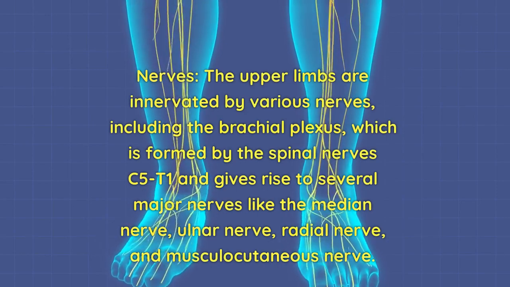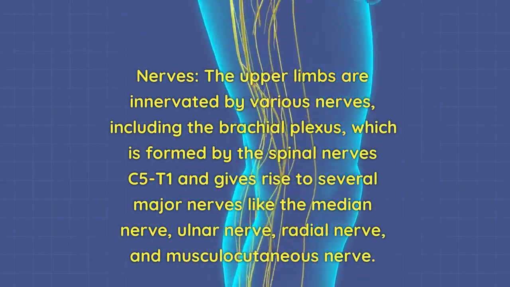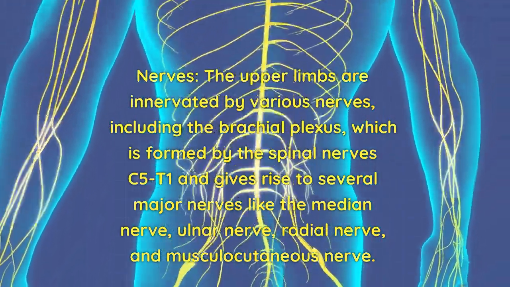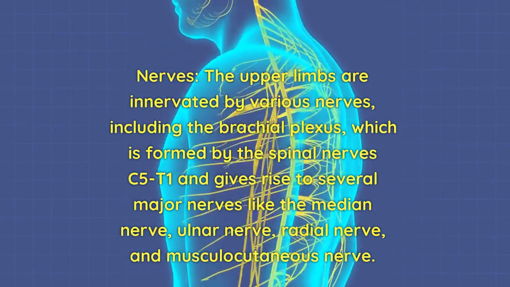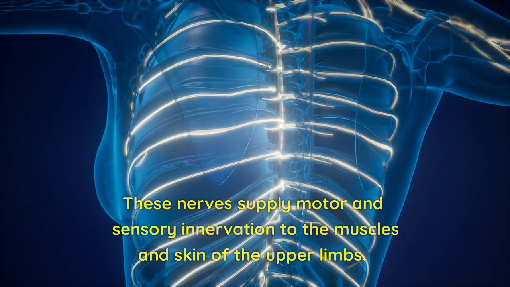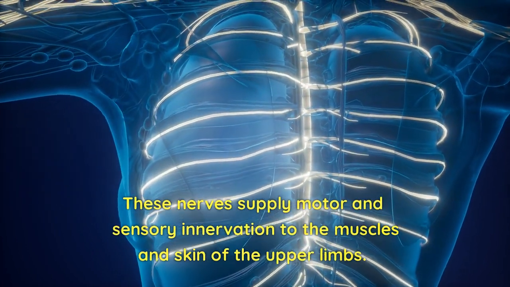Nerves. The upper limbs are innervated by various nerves, including the brachial plexus, which is formed by the spinal nerves C5-T1 and gives rise to several major nerves like the median nerve, ulnar nerve, radial nerve, and musculocutaneous nerve. These nerves supply motor and sensory innervation to the muscles and skin of the upper limbs.